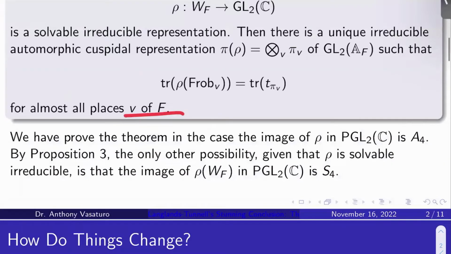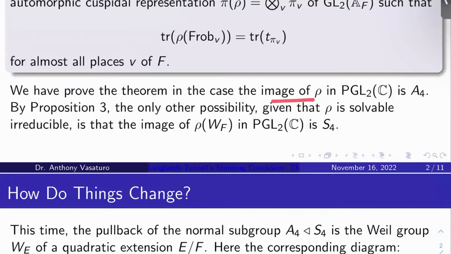We've already proven the theorem in the case the image of rho in PGL2 of C is A4. That was the tetrahedral case. We spent 2 videos on that. By Proposition 3 several videos ago, the only other possibility, given that rho is solvable irreducible, which it is, is that the image of rho of W sub F in PGL2 of C is actually S4. And this is the so-called octahedral case.